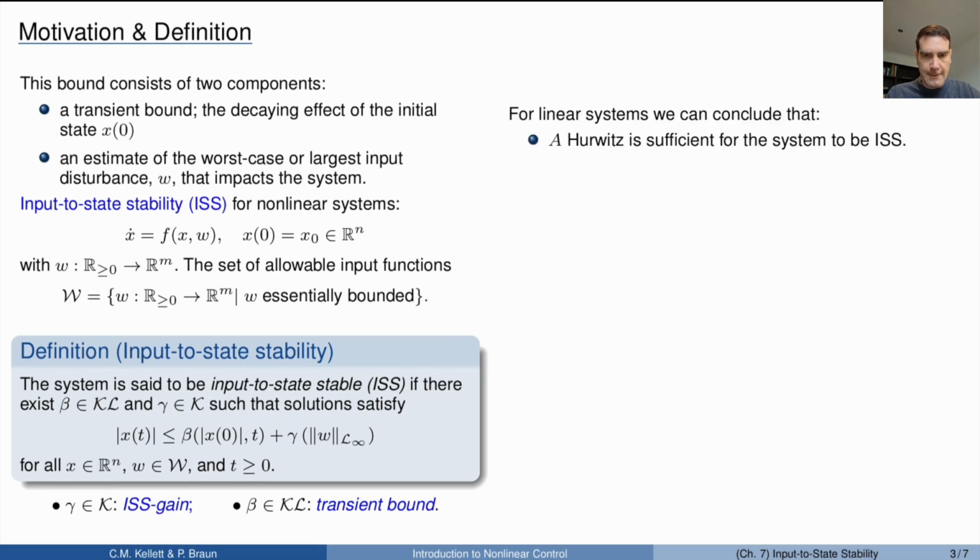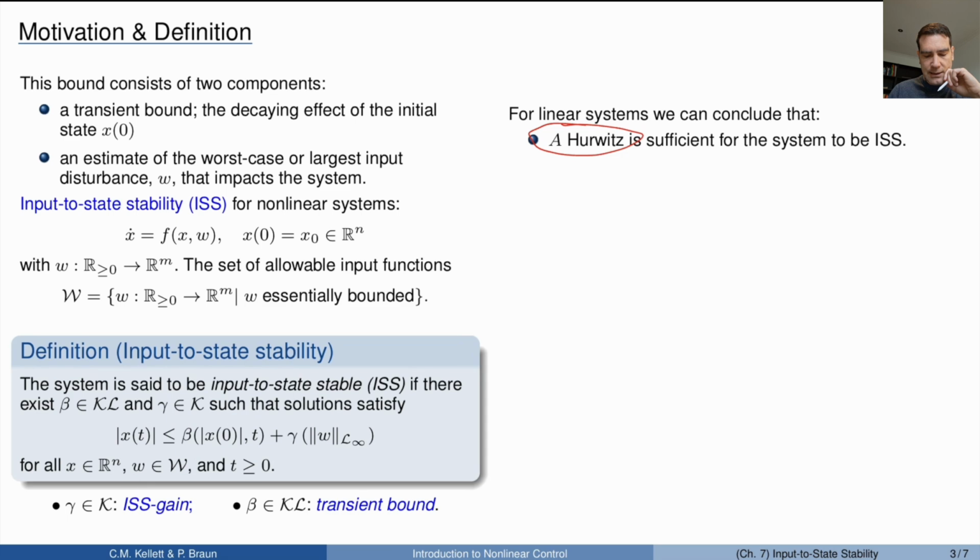Okay, which systems are input to state stable, and is this a sensible definition? Well, we have seen that for linear systems, in the case that the matrix A is Hurwitz, then this is already sufficient for input to state stability. So that was the first bound we have derived.